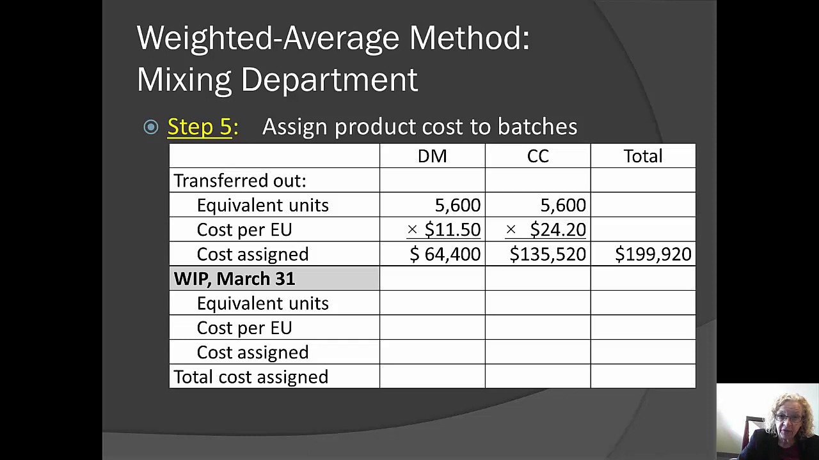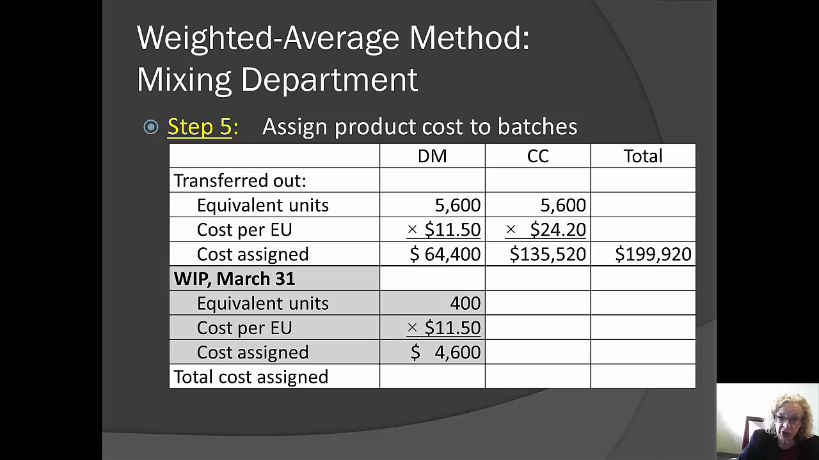We know that there were 400 physical units, and we know that those units were 100% complete for materials, so they represent 400 equivalent units times the cost per equivalent unit for materials gives the total amount of materials that are in those unfinished units.